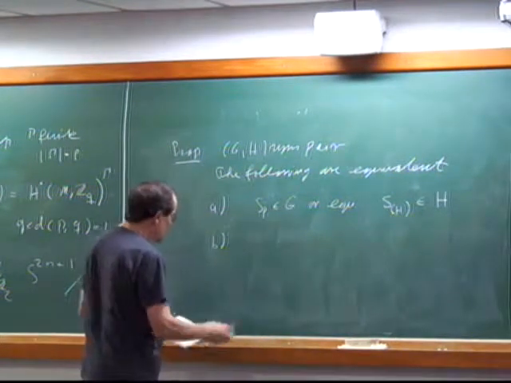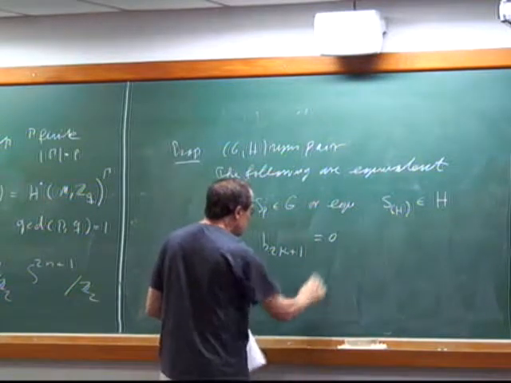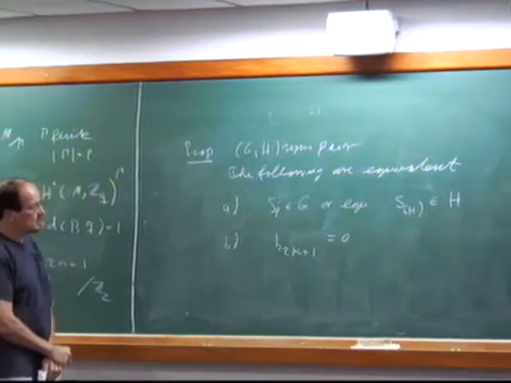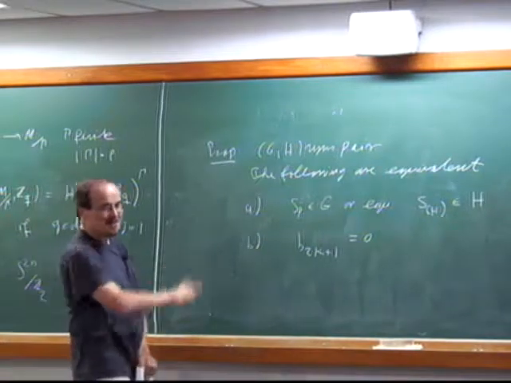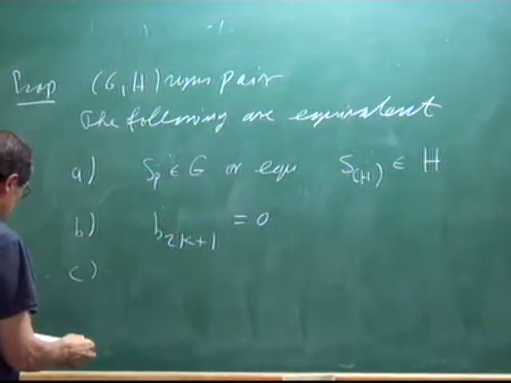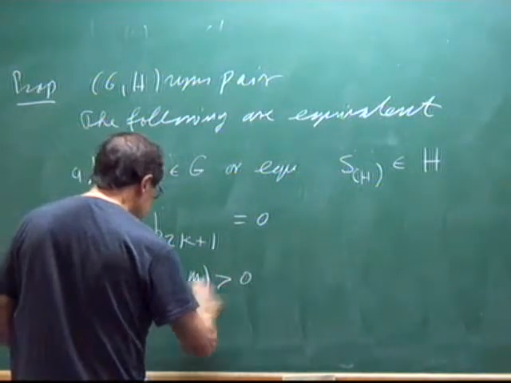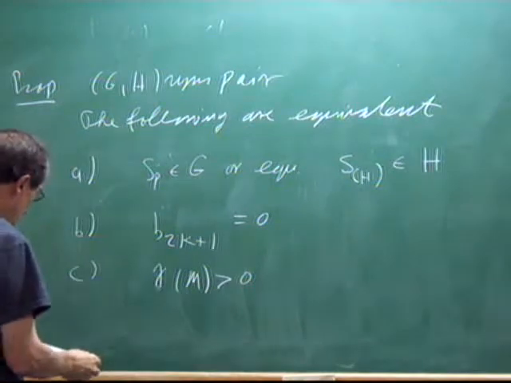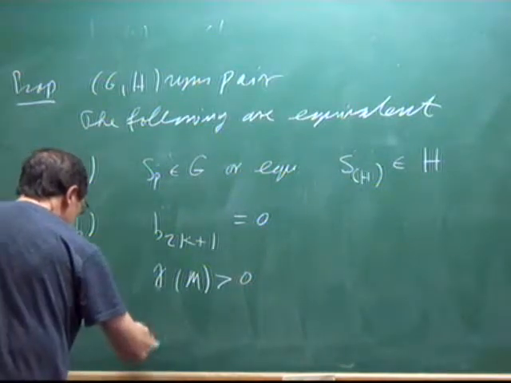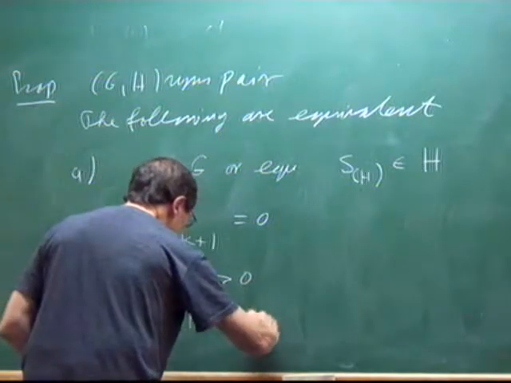B, the odd Betti numbers are 0. Or in other words, the odd de Rham cohomology is 0. In fact, we just saw a proof. That was a proof. C, the Euler characteristic of the manifold is positive. D, the rank of H is equal to the rank of G.